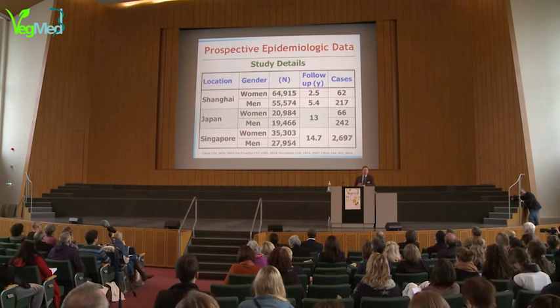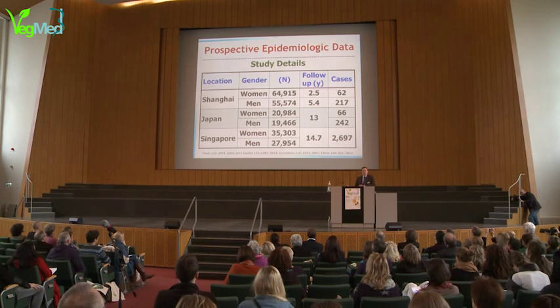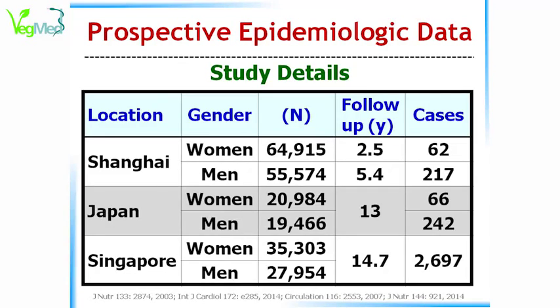Three prospective studies have evaluated this relationship. Not surprisingly, all three studies were conducted in Asia. Western populations, in general, consume too little soy for these types of study to have biological significance.